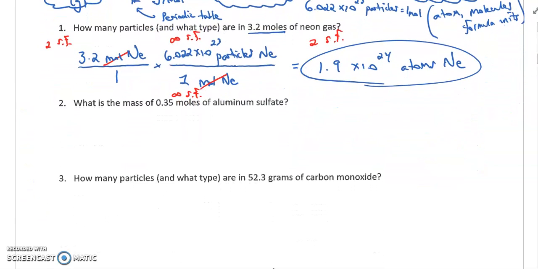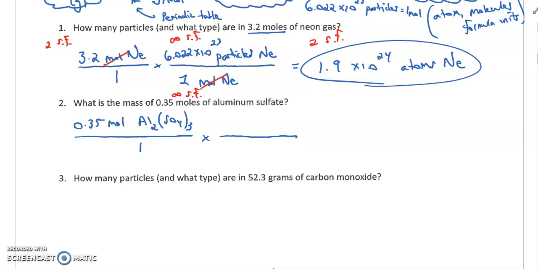What is the mass of 0.35 moles of aluminum sulfate? 0.35 moles. I'm going to write out the formula for aluminum sulfate. Aluminum's a +3, sulfate, SO4 with a -2, which means I need 2 aluminums and 3 sulfates. I'll put that all over the number 1. Now I'm trying to get this into mass.